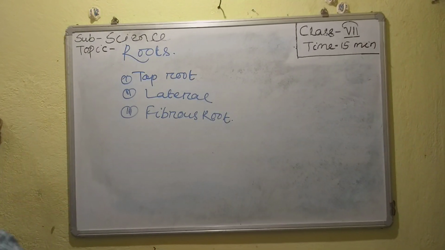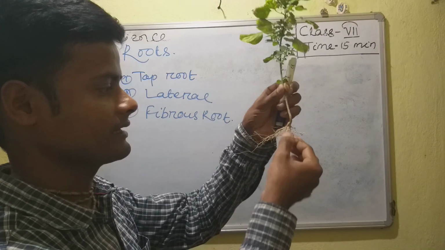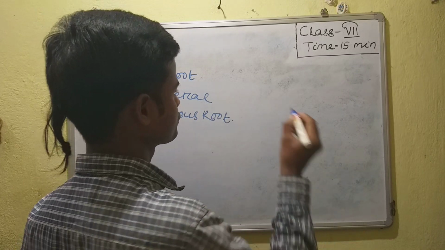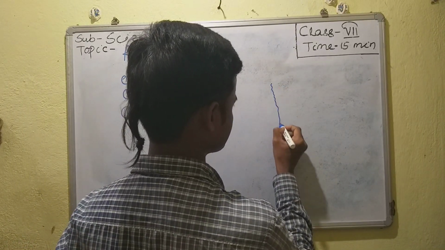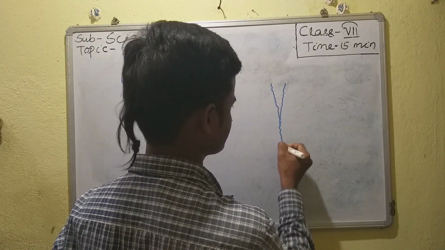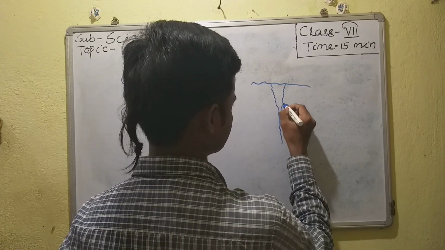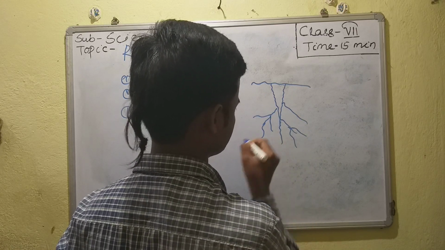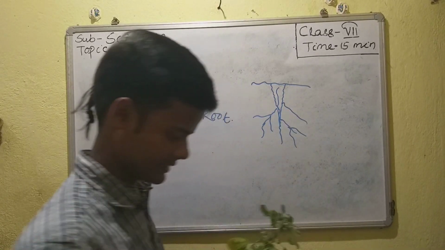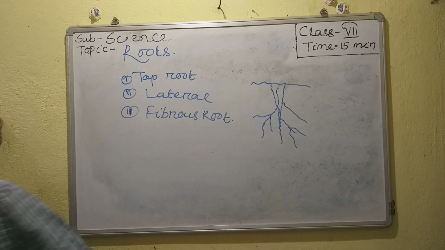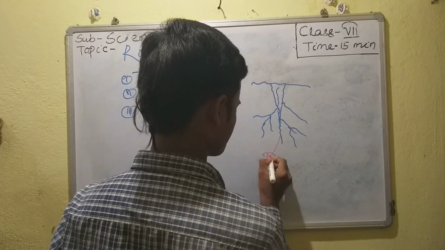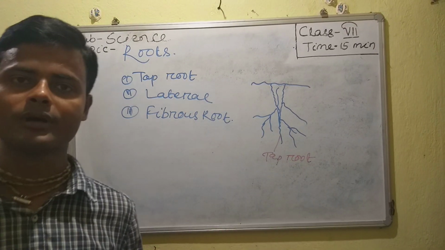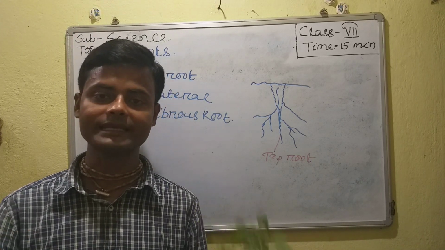I'm going to show you a plant. You can see this plant, it has a taproot, right? It is the main root. I'm going to draw the diagrams so you can understand better. It is the plant, and the roots are coming from here. This is the main root and it is known as the taproot. It grows vertically downward.